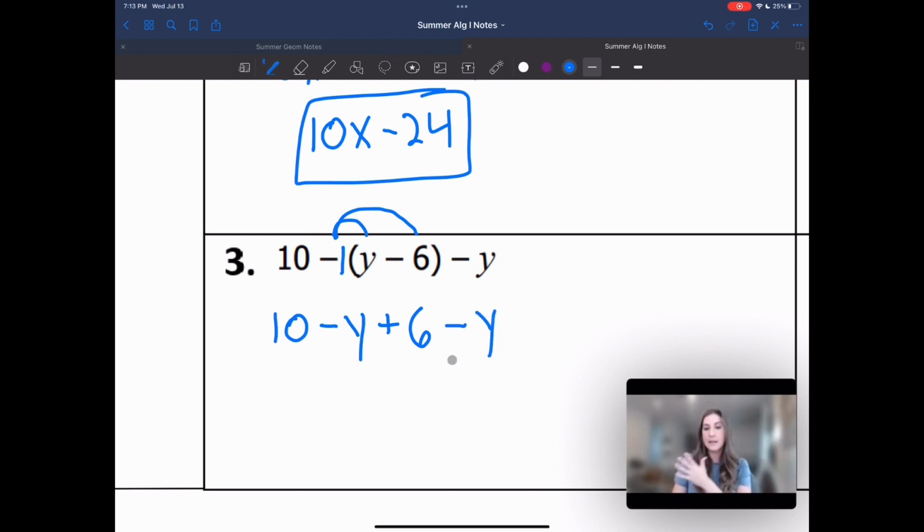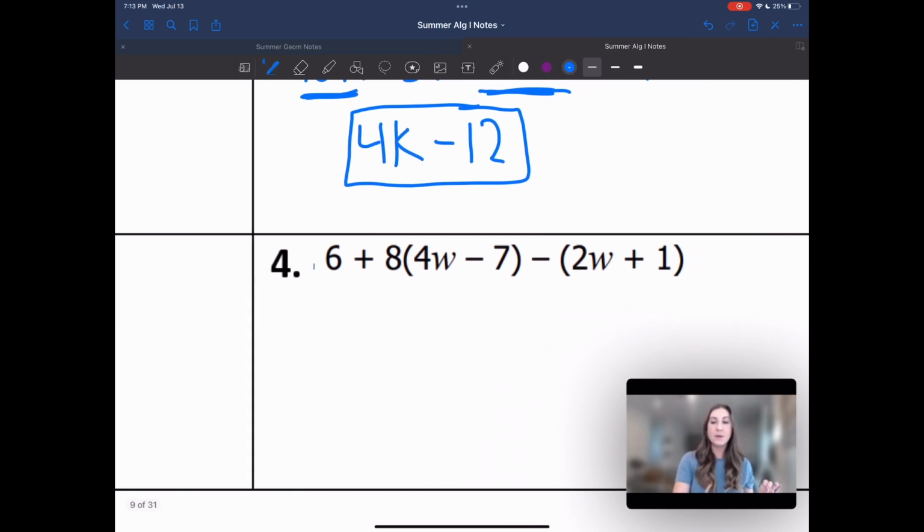All right, combining like terms, I'm going to look at the y's first. I have a negative y and another negative y. Careful with this. That's like negative 1 plus a negative 1 to give you negative 2y. So negative 2y. And then I just have 10 plus 6, so just plus 16.